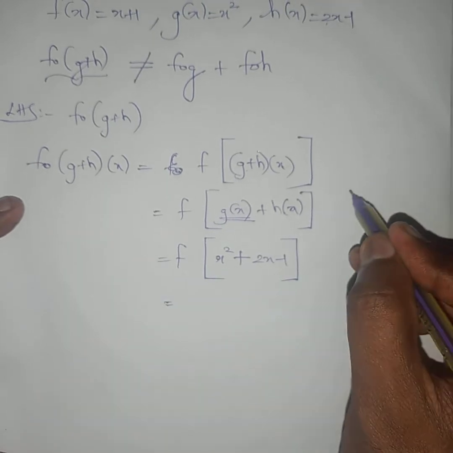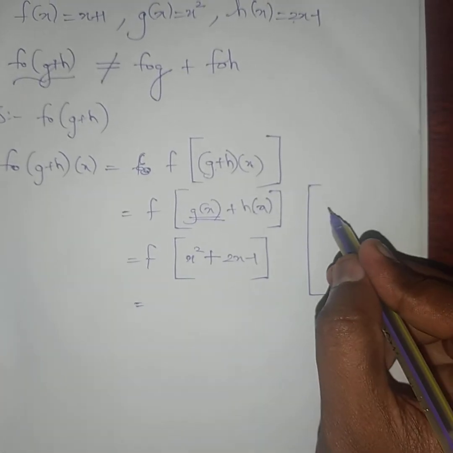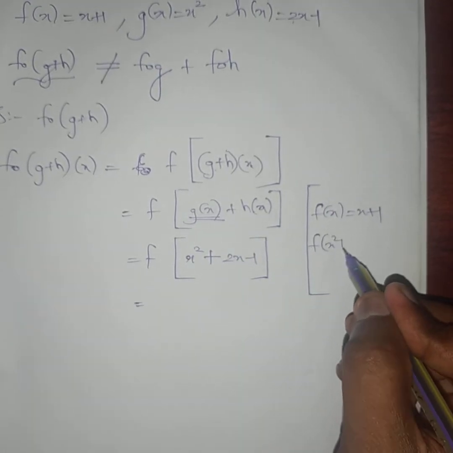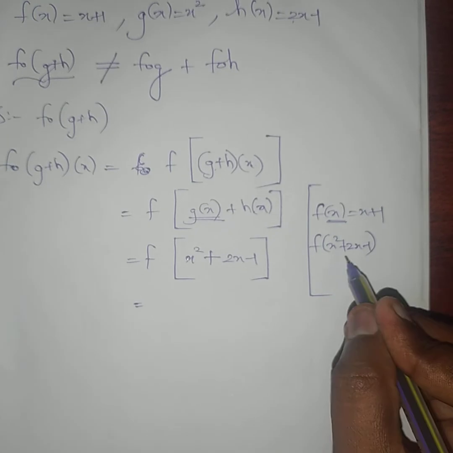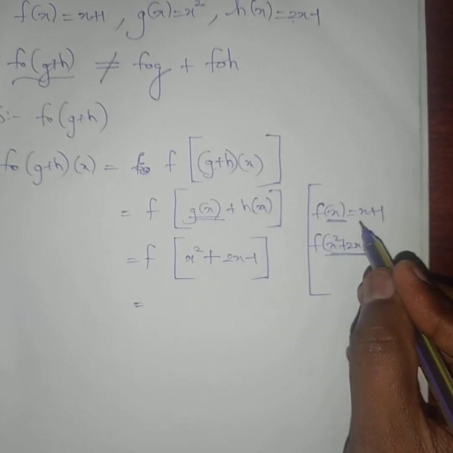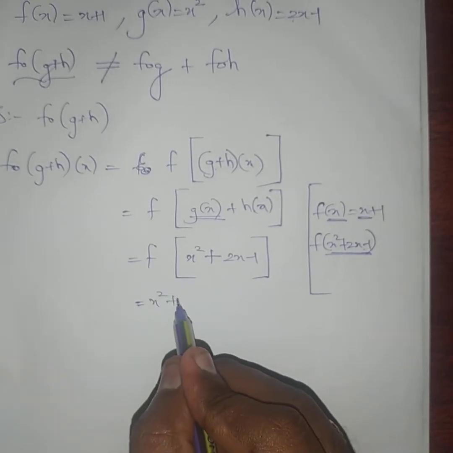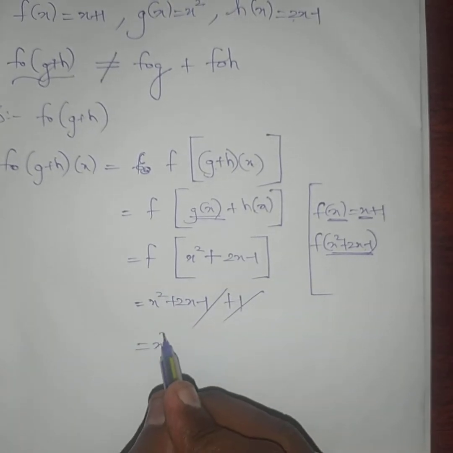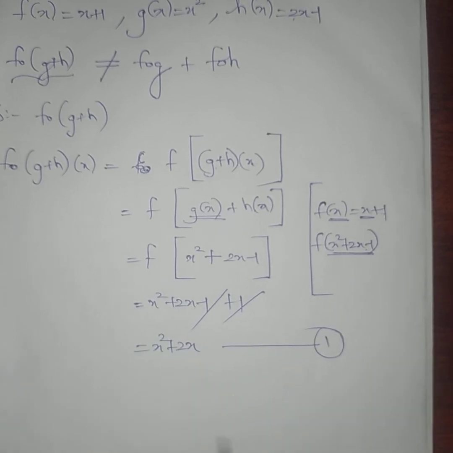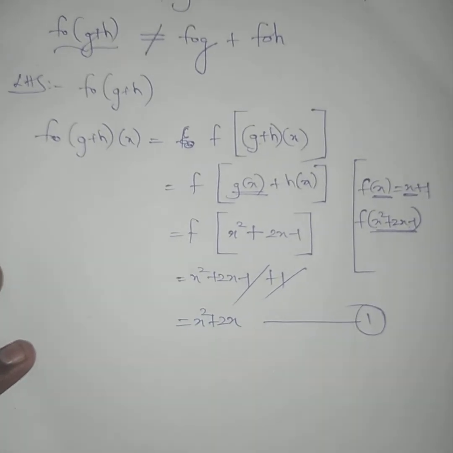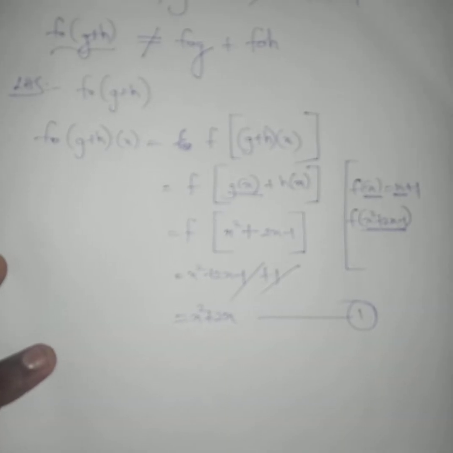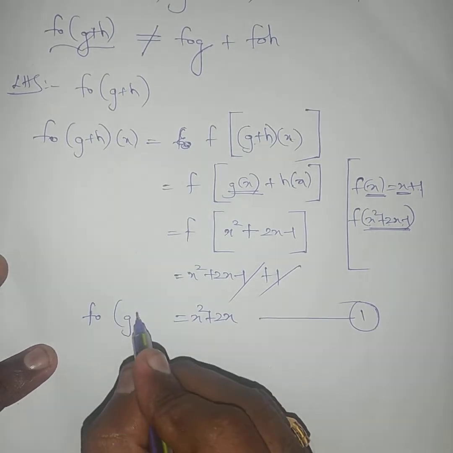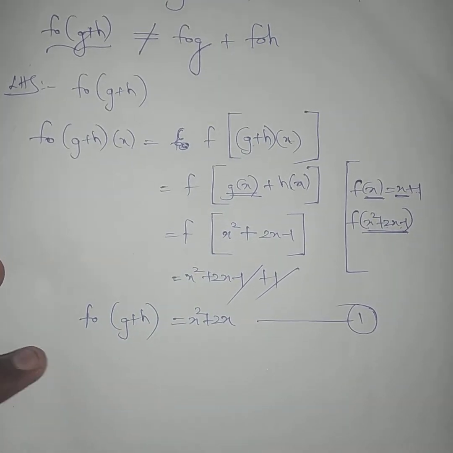We know what F of X is. Listen carefully. F of X is equal to X plus 1. Now what do I want to find? F of X square plus 2x minus 1. In place of X, what is present here? X square plus 2x minus 1. So I need to put X square plus 2x minus 1 in place of X. Already there is a plus 1 here, so plus 1 minus 1 gets cancelled. X square plus 2x is equation 1. What is this? This is nothing but F composite G plus H. This is the first equation.